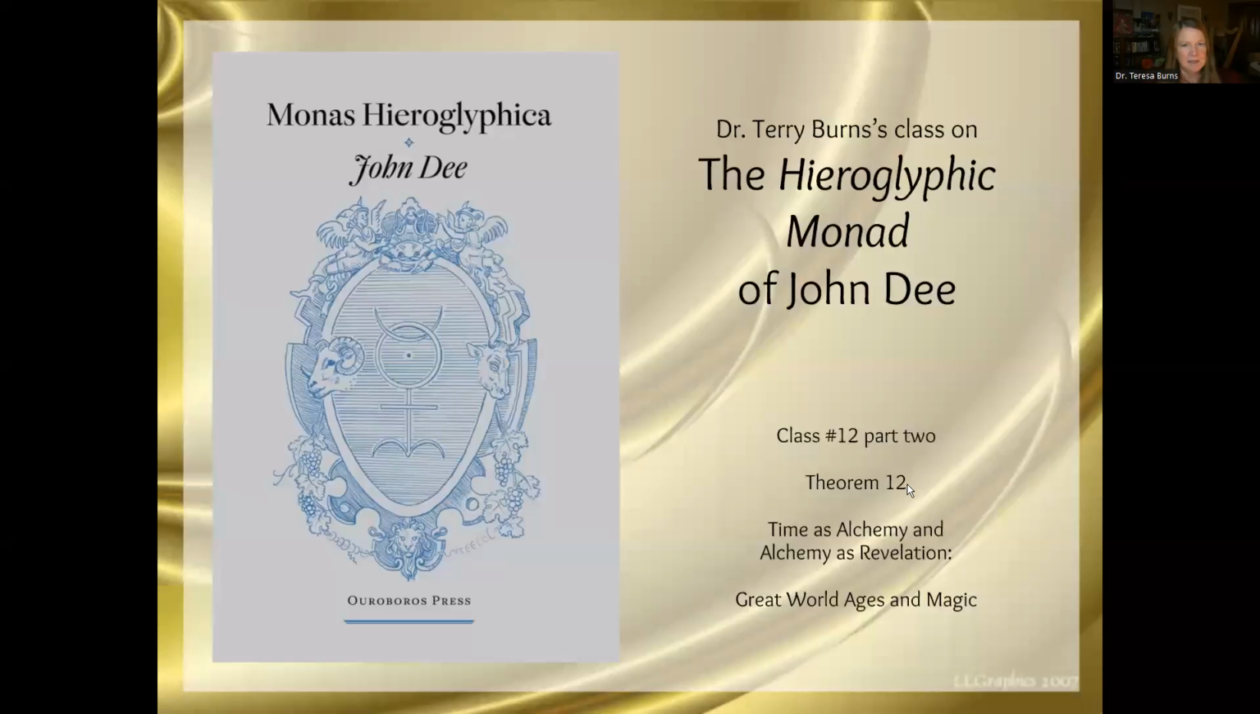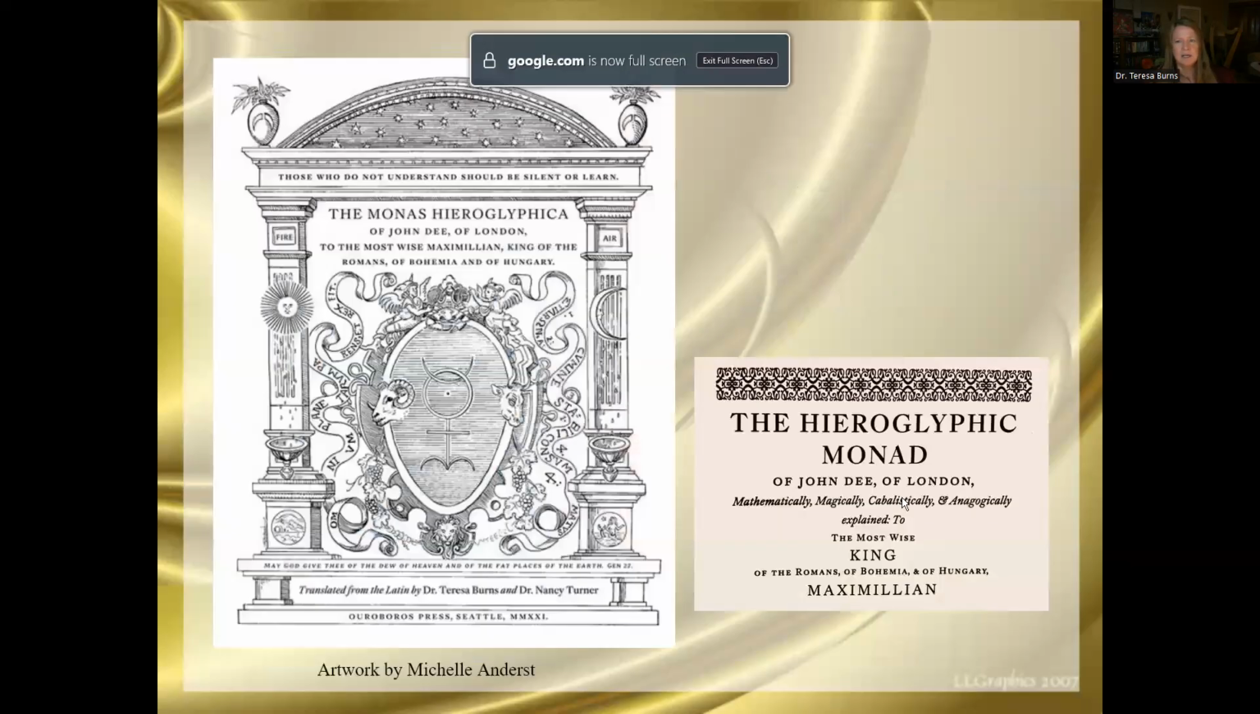Before we discuss some of the planetary shapes, here we're going to talk about time as alchemy and alchemy as revelation, great world ages, and how they connect to magic.